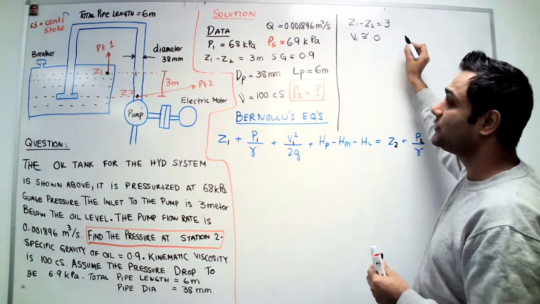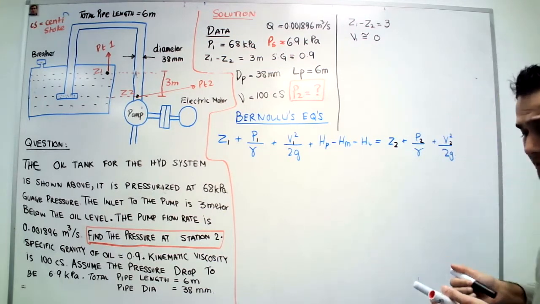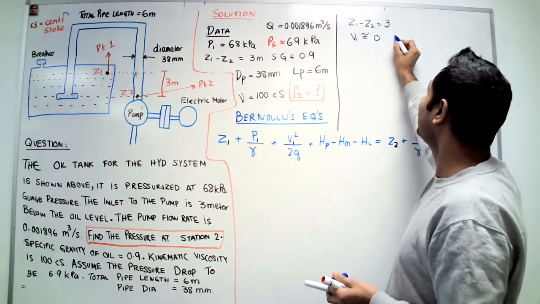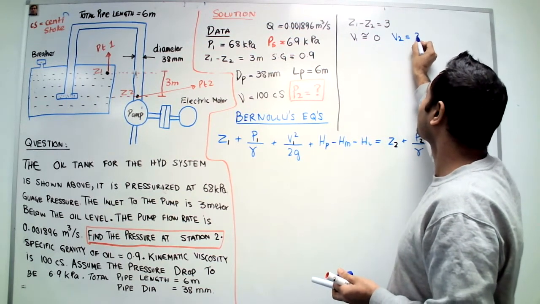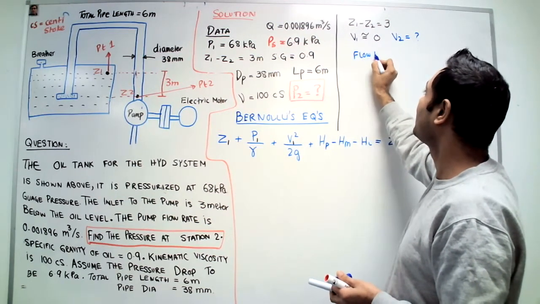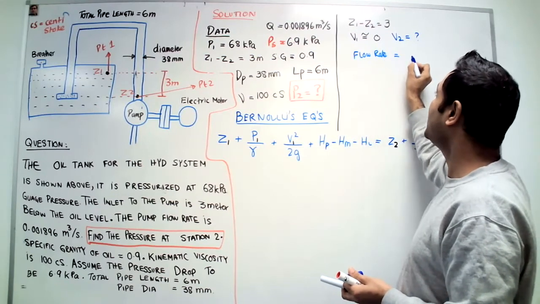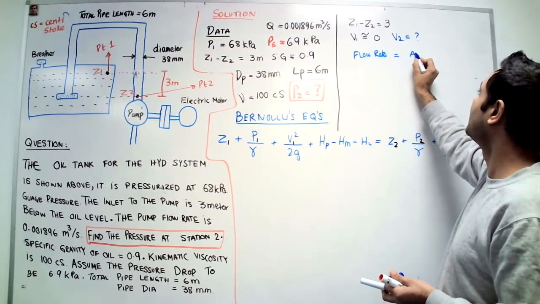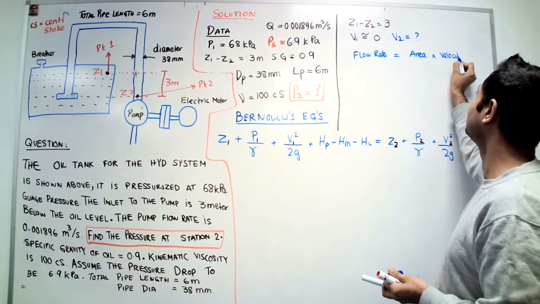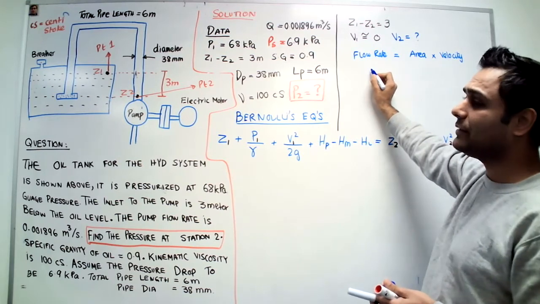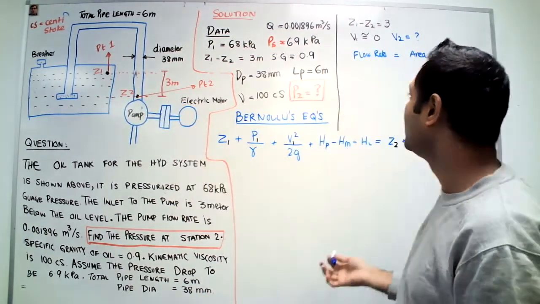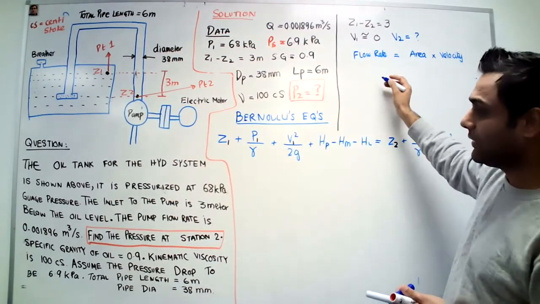To find out the velocity 2, we need an equation. Now we need the continuity equation. V2 is the one we need to find out. We know the flow rate is equal to the cross-sectional area multiplied by the velocity. Now the flow rate here should be the same as the flow rate in the pipe. So the flow rate is the same, and the flow rate is given.